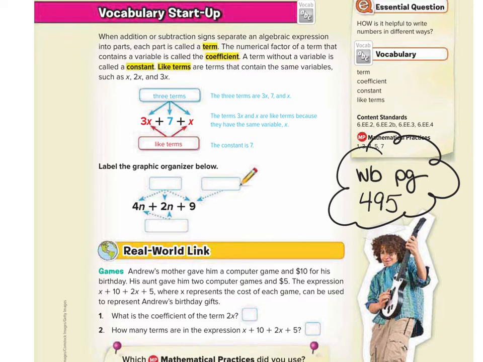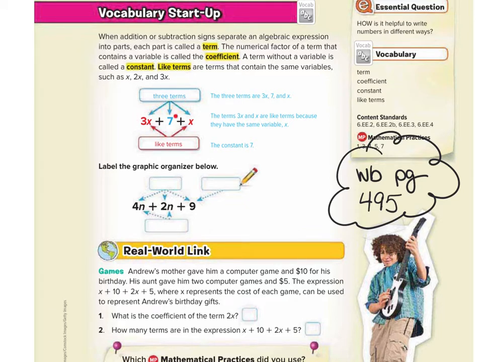A term without a variable is called a constant. So if you have a term that's just a number, that's called a constant. Lastly, we have like terms. Like terms are terms that have the same variables, such as x, 2x, and 3x are like terms because they all have an x. So in this expression, 3x plus 7 plus x, there's three terms.